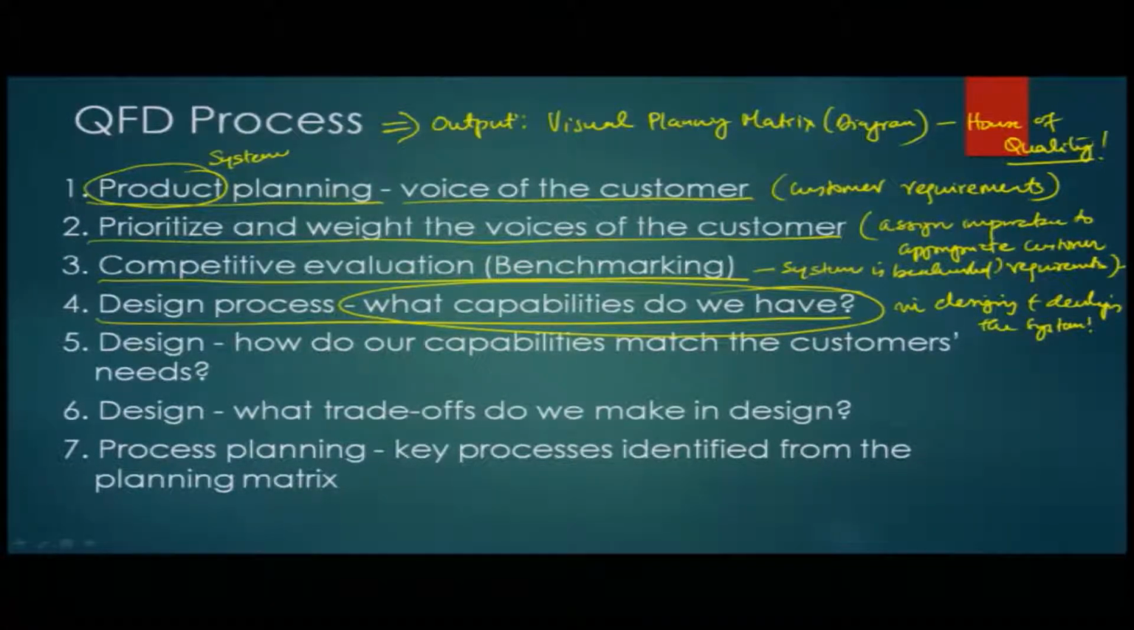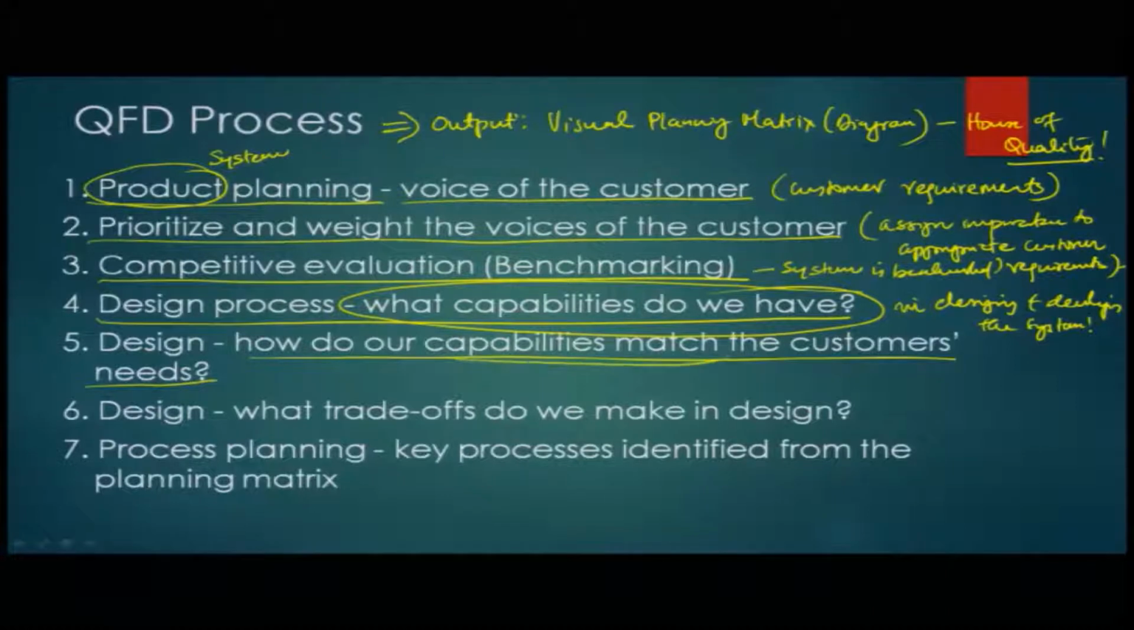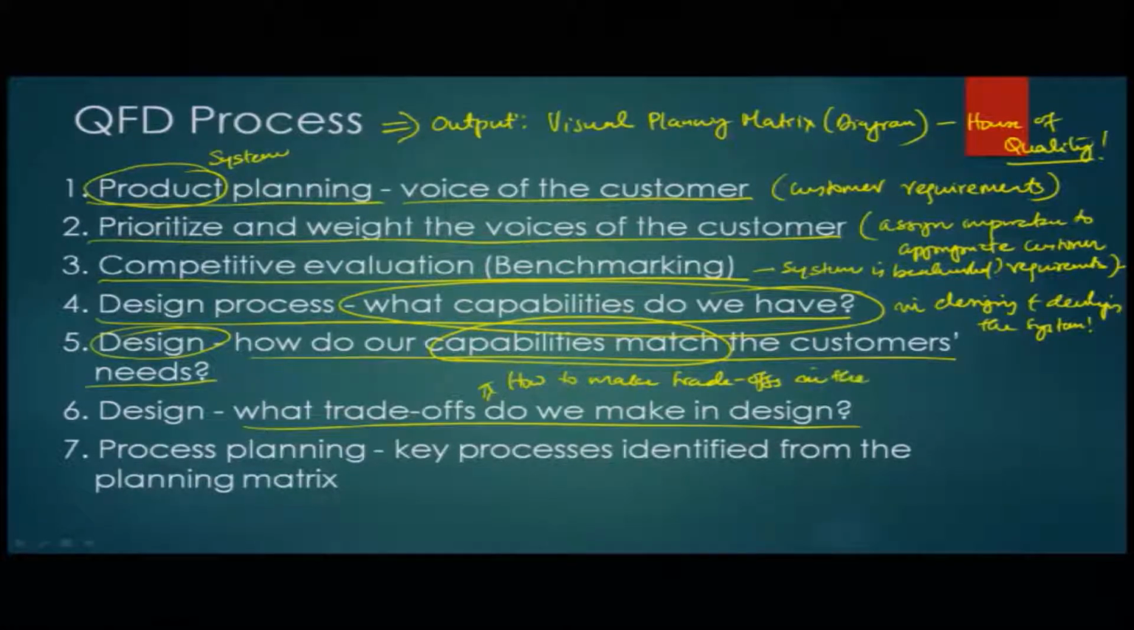Once we understand what our capabilities are, how do our capabilities match the customer needs? The actual design is a matching of the capabilities of the organization doing the system design with the customer needs. That is where the design comes into the picture. And sometimes you find that we do not have those capabilities, so what trade-offs do we make in the design? This is where we decide how to make trade-offs in the system design.